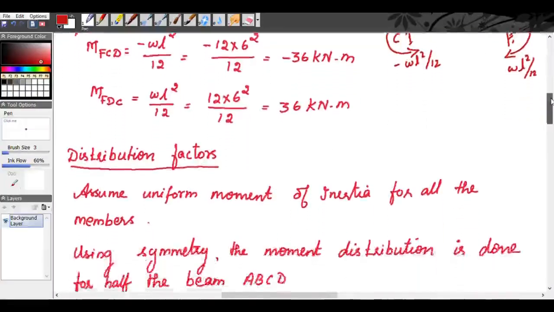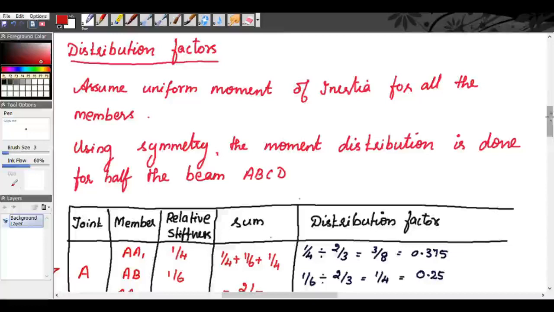So the second step is we need to find the distribution factors. The calculation of relative stiffness we have already studied in our previous classes while studying the moment distribution method. Now we assume the uniform moment of inertia. I is not given in the problem, so we will assume uniform moment of inertia throughout for all the members.